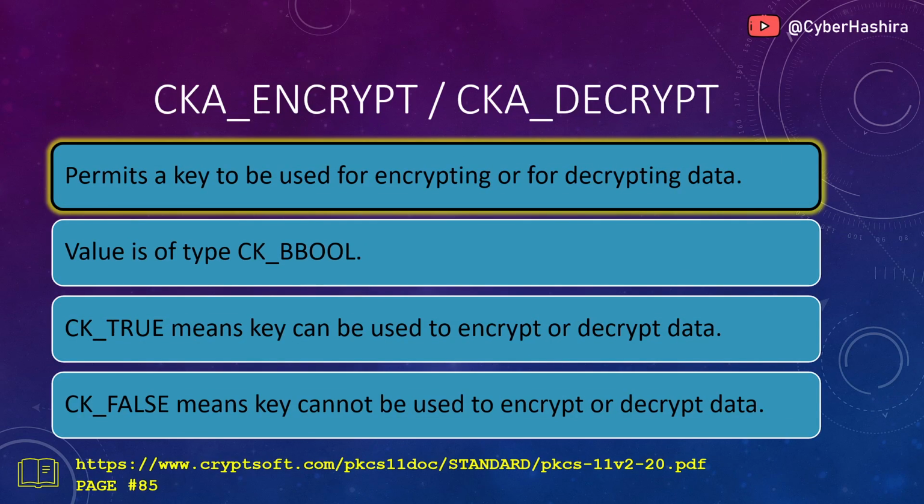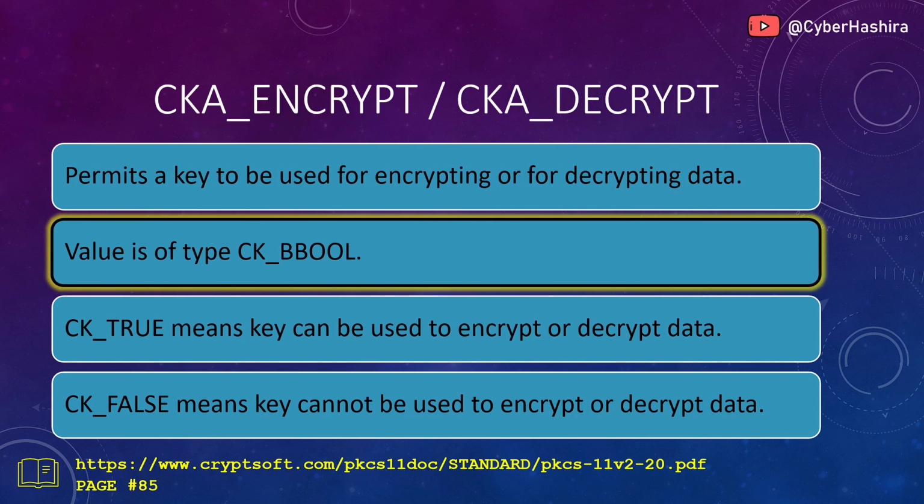I'm going to talk about CKA encrypt and CKA decrypt together. These are two separate attributes. CKA encrypt and CKA decrypt attributes define if a key is allowed to encrypt or to decrypt some data. CKA encrypt permits a key to encrypt, and CKA decrypt permits a key to decrypt. This attribute is useful when you want to control what a key is allowed to do. Both of these attributes only accept a Boolean value.